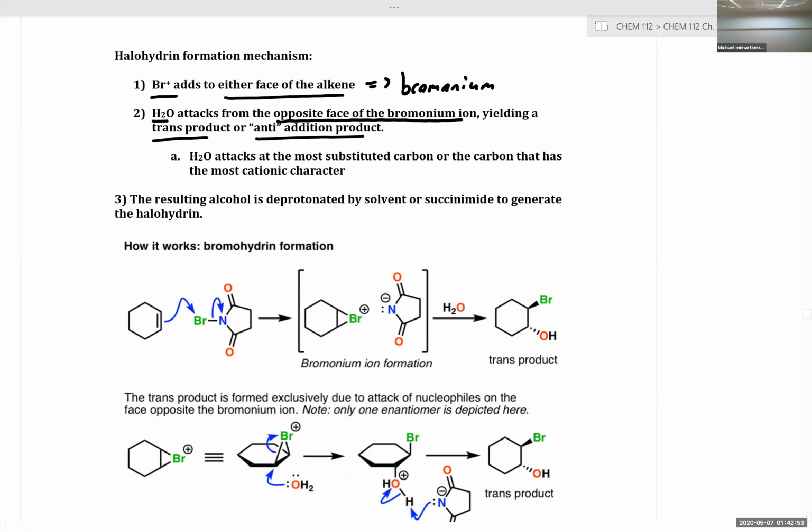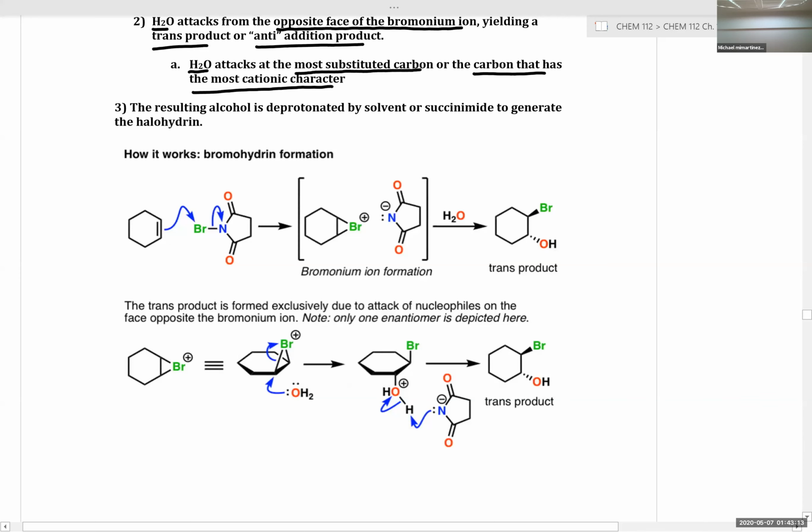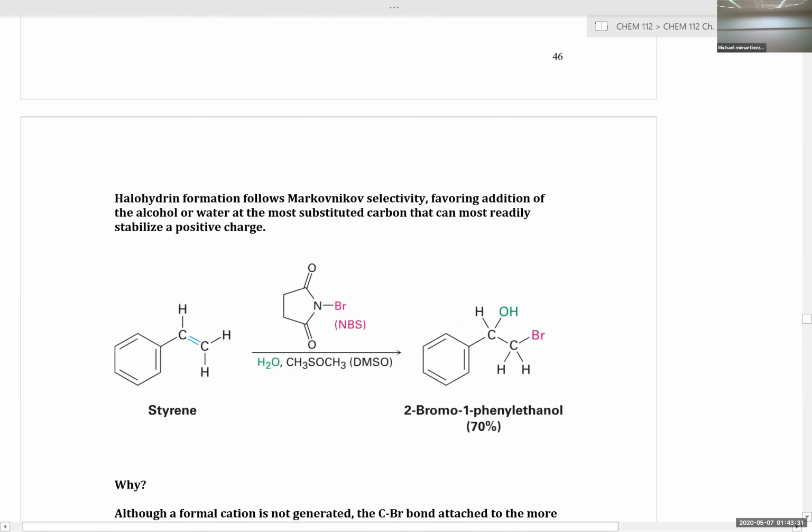Just like before, water will attack the most substituted carbon, or the carbon that has the most cationic character. Okay, and in this case, the regioselectivity is important. So again, the reason why we observe the trans product is water is attacking from the least hindered face opposite to our bromonium. Okay. Let's look at some examples and let's try to rationalize selectivity.